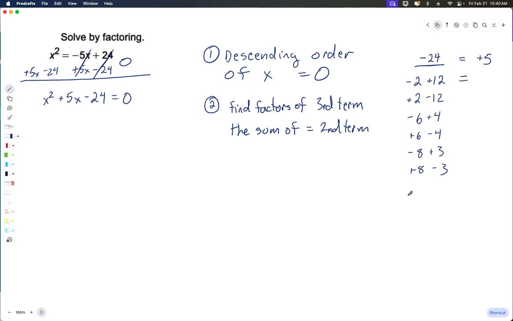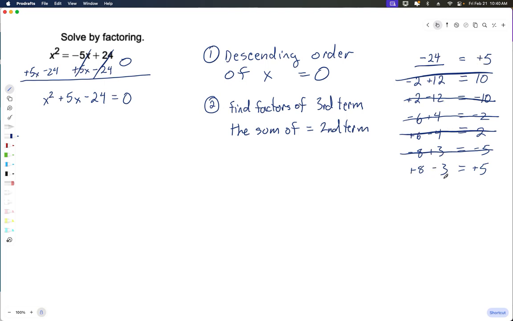So now we have to add them together and see what we get. If we add these two together, we get a +10. That does not match a +5, so not those. This would give us a -10, not a +5, so we get rid of those. -6 plus 4 is a -2, not those. +6, -4, that's +2, not those. -8, +3, we add them together, we get a -5. We're closer, but it's not that one. It's +8 minus 3 equals a positive 5, which is the one we're looking for.